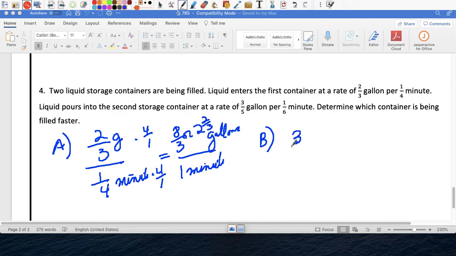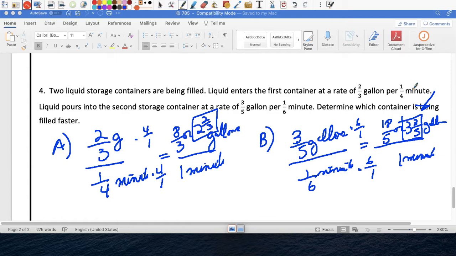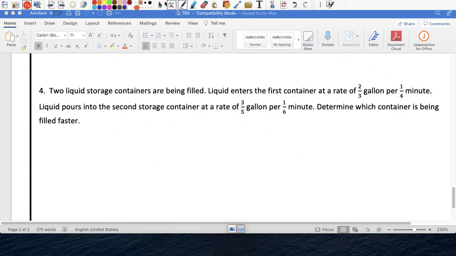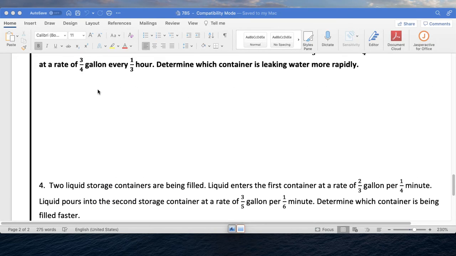The second one is 3 over 5 gallons every 1/6 of a minute, every 10 seconds. So in 1 minute, let's multiply by 6 over 1. In 1 minute, the second container is getting 18 over 5, or 3 3/5 of a gallon per minute. So you can tell this is 2 2/3, this is 3 3/5. So this one is definitely getting more of that liquid per minute. So it's filling up faster. Okay, and that's it. It's just a little practice.